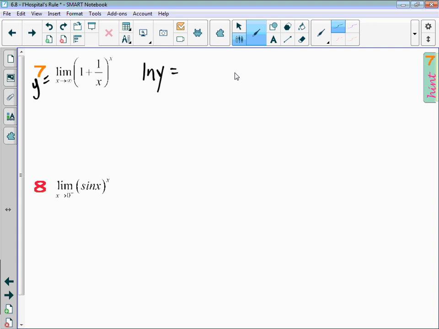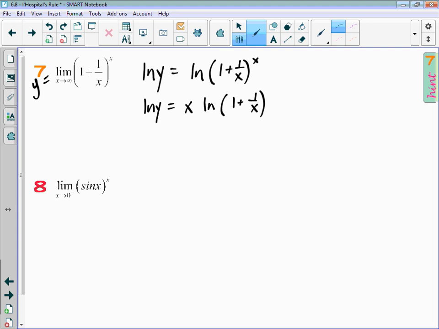Okay, so if I take the natural log and ignore the limit for the moment, what can I do with that x power? I can pull it down, right, because of laws of logarithms. So we've got natural log y equals x times the natural log of 1 plus 1 over x. So any questions before we start doing the problem here?